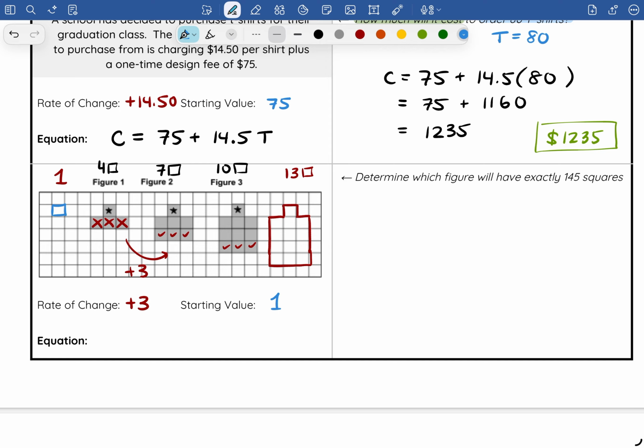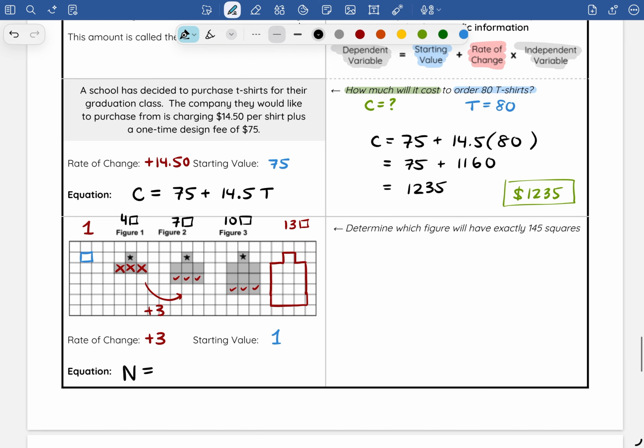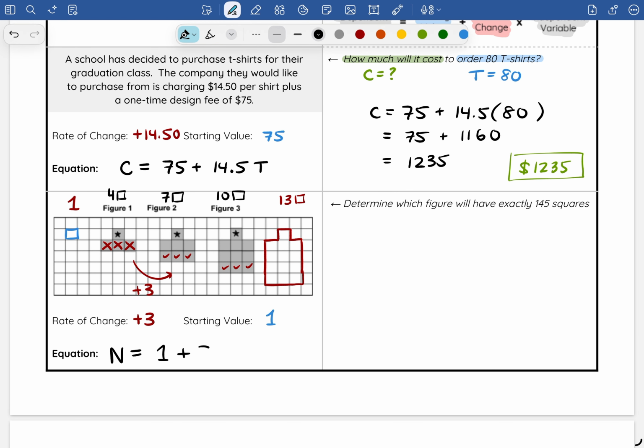There we go. And then we're going to fit this into our structure of the equation again. This time our dependent variable is the number of little boxes that we have, or the number of squares. And so I'm going to put n for that. So that was our dependent variable, is n. Our starting value is just 1. And then plus our rate of change, which is 3. If we were getting smaller every time, it would be -3, but we're not. And then times our independent variable, which in this case, depends on which figure we're looking at. So we're going to make that f. So fitting all of that together, n = 1 + 3f as our equation.